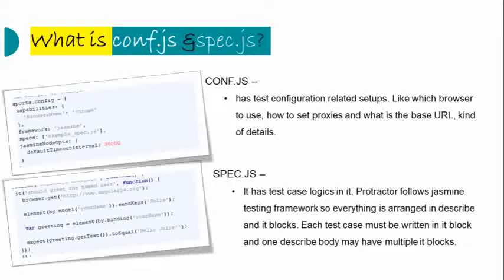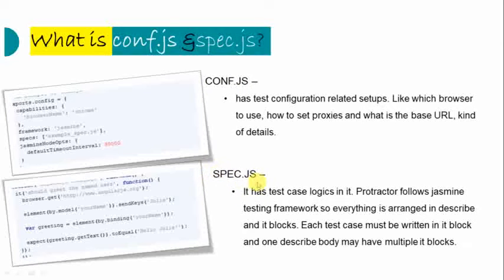Now what is conf.js and spec.js? So conf.js has test configuration related setup, like which browser to use, how to set proxy, and what is the base URL kind of details, how to prepare reports, what is the code that you have to write in onPrepare, like if you have to maximize the window, then that code has to be written in the conf.js. So conf.js has the configuration related detail of your Protractor project. And spec.js refers to test case files. So this is the test configuration file and this is your test case file. So in all the projects you will have one conf.js and multiple spec.js.